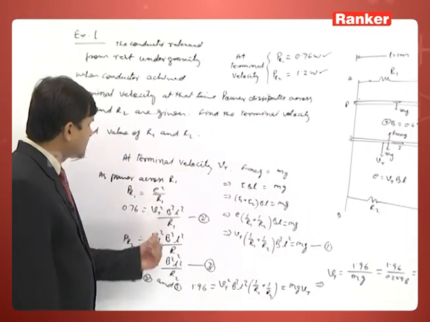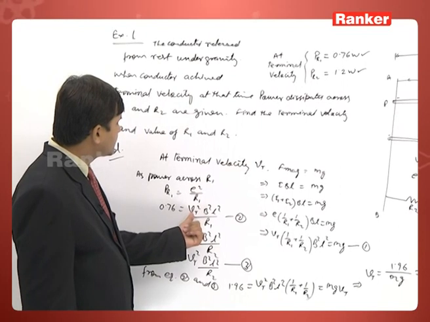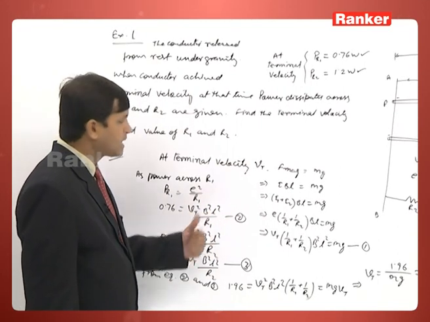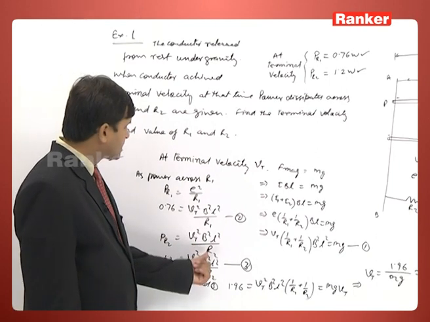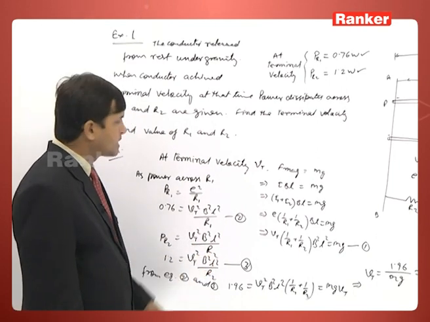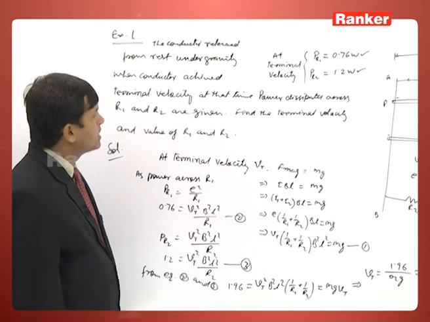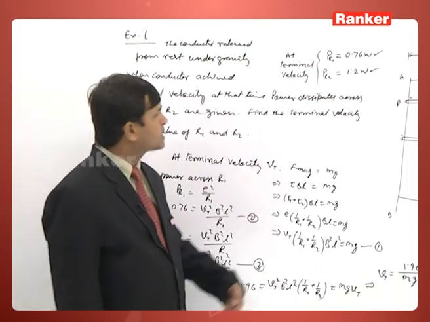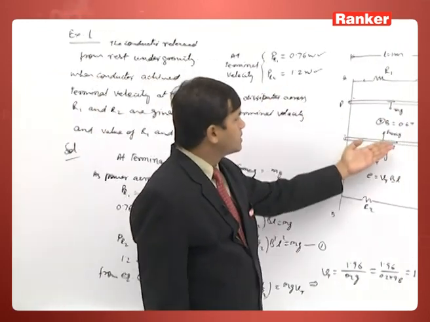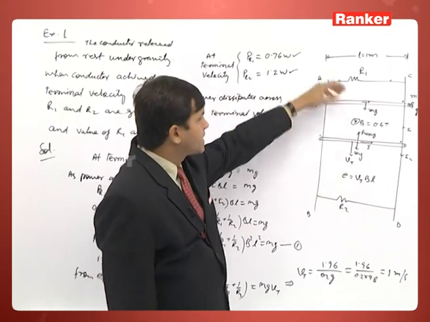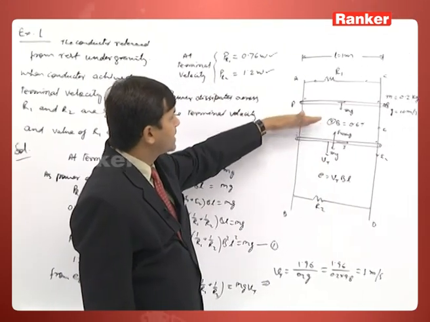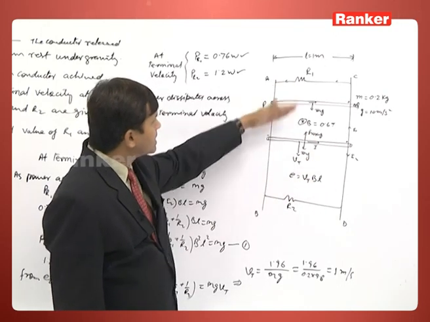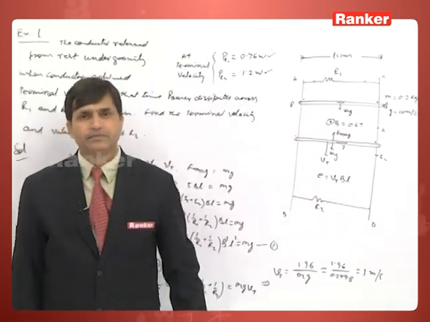After getting the terminal velocity, substitute the value of Vt in this equation. B and L are given, so we will get R1. And now we can substitute in this equation to get the value of R2. In this manner we can calculate all the values. So this is just an application of the mechanism of current. When the conductor starts moving, what is the effect? So see, when the conductor moves, current starts flowing. Due to that, this type of phenomenon can happen.